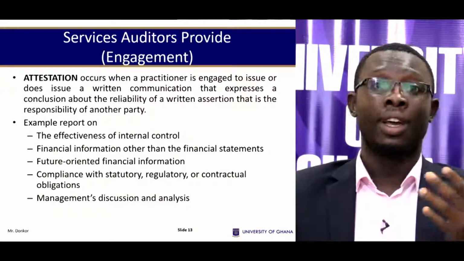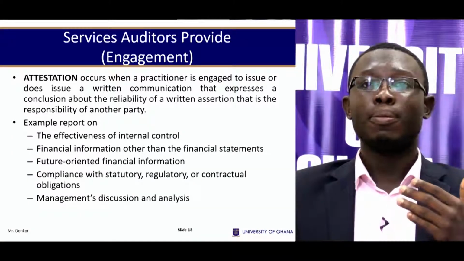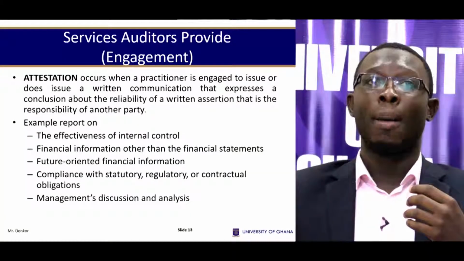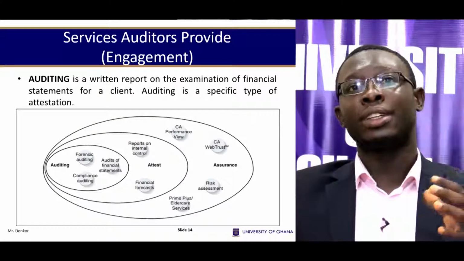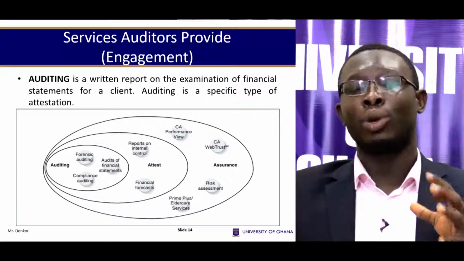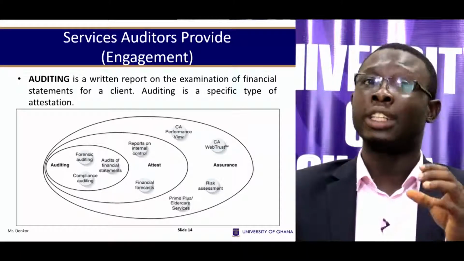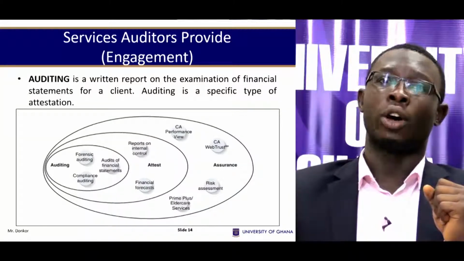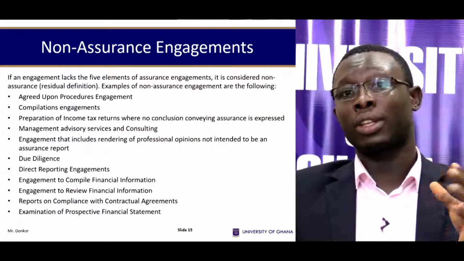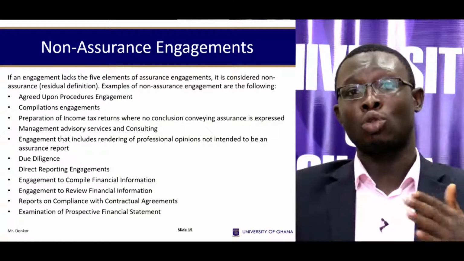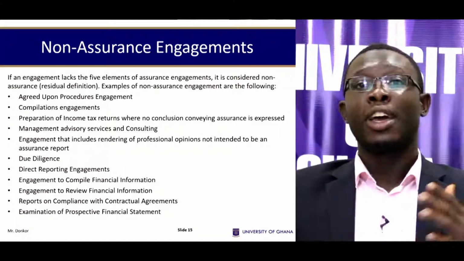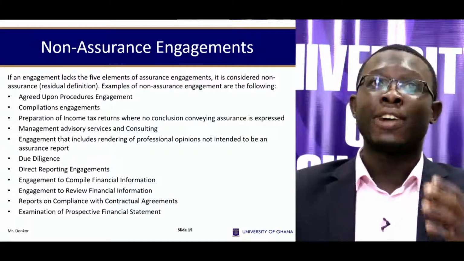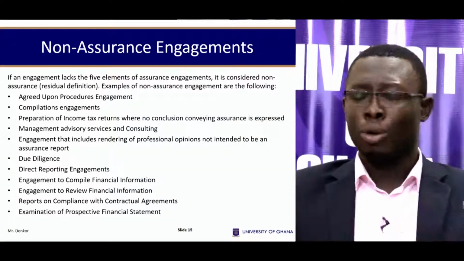So in simple terms, attestation can be said that you are trying to assure or being a witness to something to another person. In all this, we put it in this oval shape that assurance is broader. In assurance, there is attestation, and in attestation is what? Auditing. But our focus per this course is auditing. What then is non-assurance? Because we said the service auditors provide comes in two parts, assurance and non-assurance. In simple terms, we will define non-assurance as any engagement that lacks the 5 elements of assurance engagement. So look around.